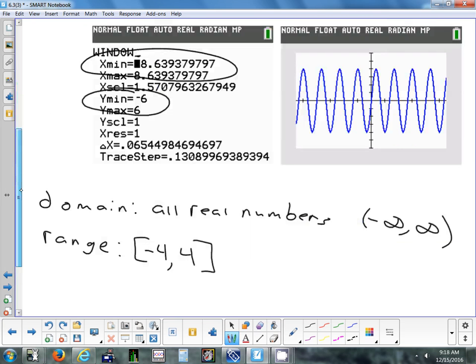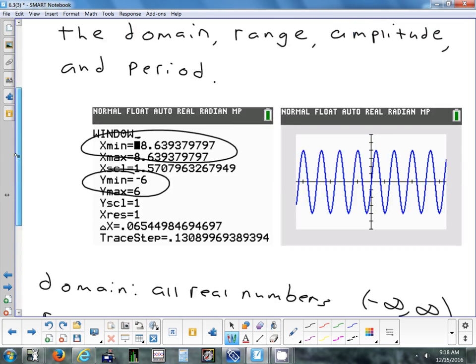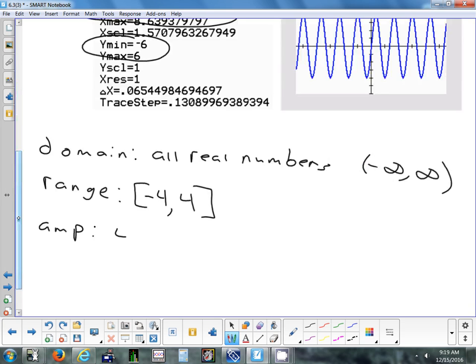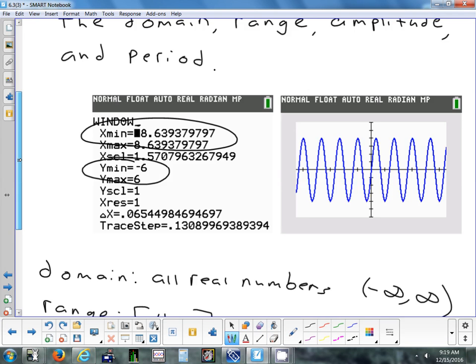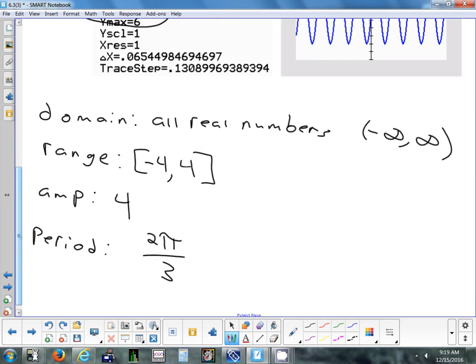So we've got the domain, the range. What's the amplitude here? Four. The amplitude is just a single number. And period. What's the formula to find the period? It was a fraction. T equals 2 pi over b. And what's b in this case? 3. There's your period.